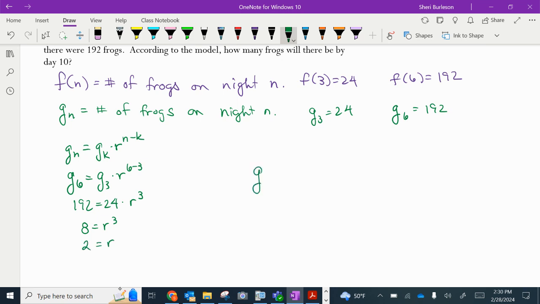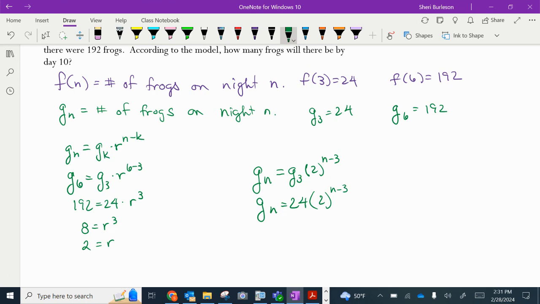So now I can write g sub n in terms of term 6 or term 3. Which one do you want to write it in terms of? Okay, 3. So that means it's going to be g sub 3 times my common ratio, 2 to the n minus 3. So g sub n is going to be 24 times 2 to the n minus 3.